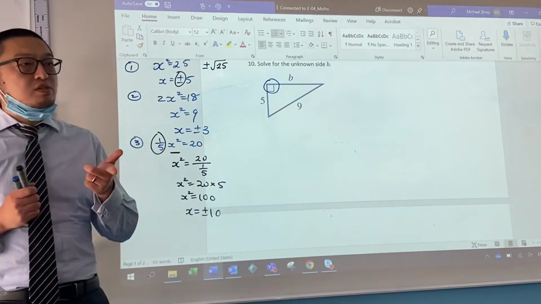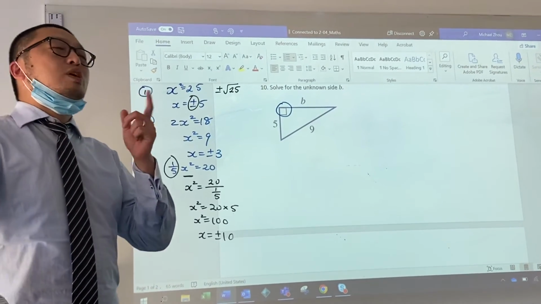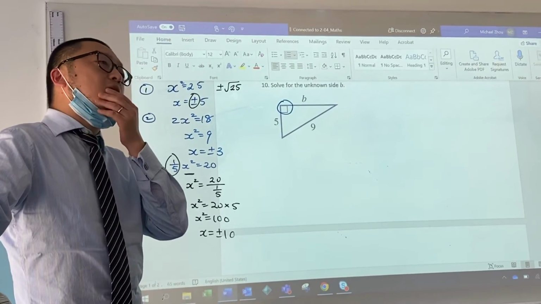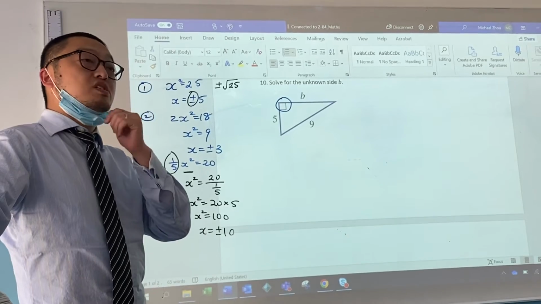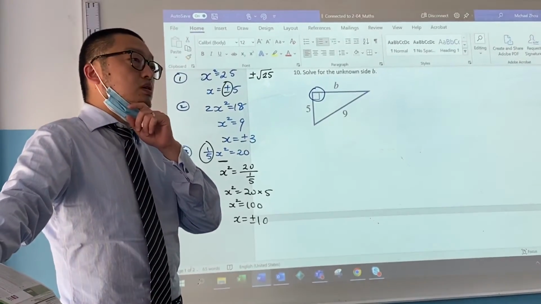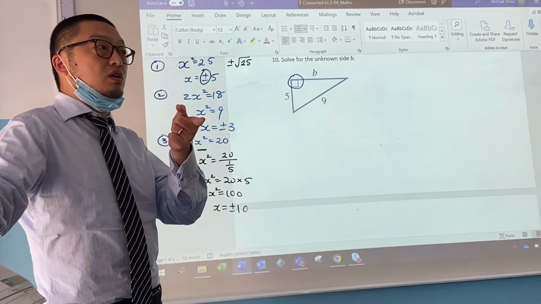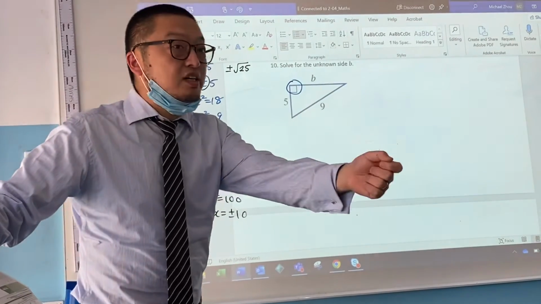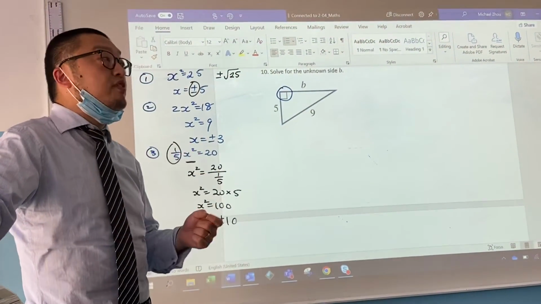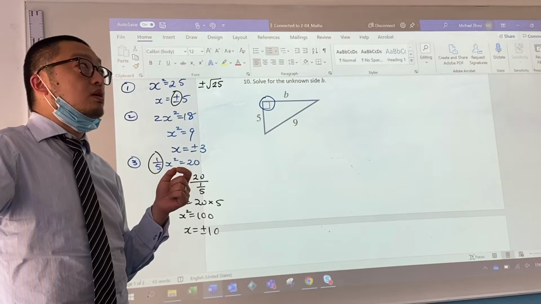Hayden, did you say Pythagoras? Okay, you said Pythagoras. What is Pythagoras? A squared plus B squared is C squared. What's C? What's A? What's B? Why is C the longest side? The hypotenuse is the longest side, the side opposite the right angle.